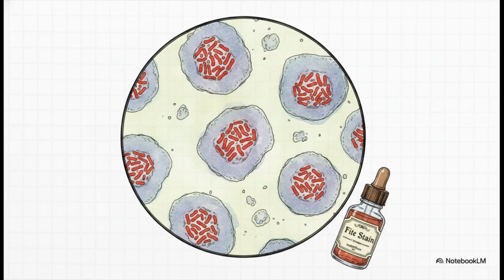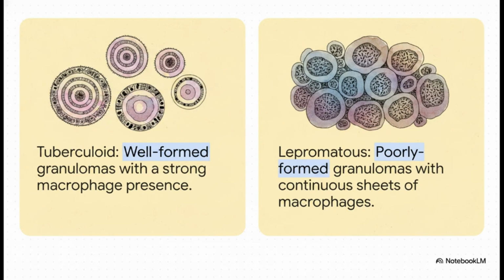Because these mycobacteria have thick, waxy cell walls, they are acid-fast. So the FITE stain, that's F-I-T-E, is an absolute must-know for pathology students. The FITE stain highlights those acid-fast bacilli as tiny, bright red rods, usually clustered super tightly inside the cytoplasm of the host's macrophages. And this brilliantly illustrates exactly how the clinical immune spectrum we talked about earlier translates directly into what you see in the biopsy.